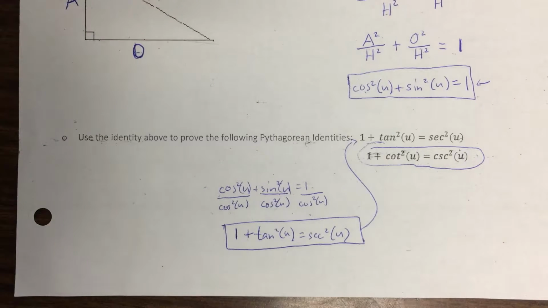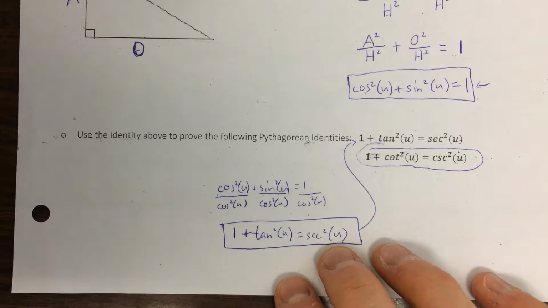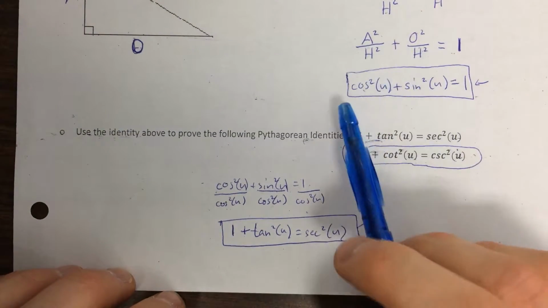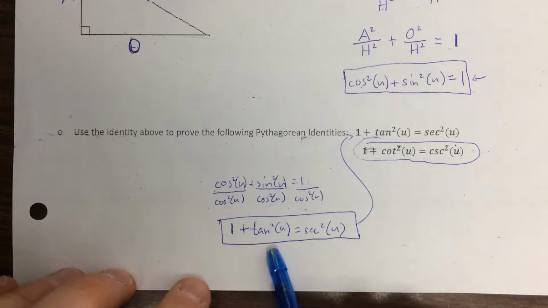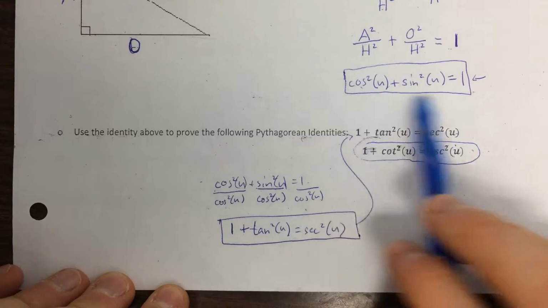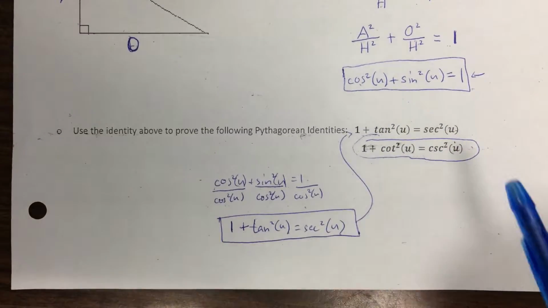Alright, this will be the second video for October 25th and October 26th. We ended here simplifying, rearranging this identity, dividing by cosine squared to get this identity. I suggested dividing by sine squared to see if you can come up with the second one.